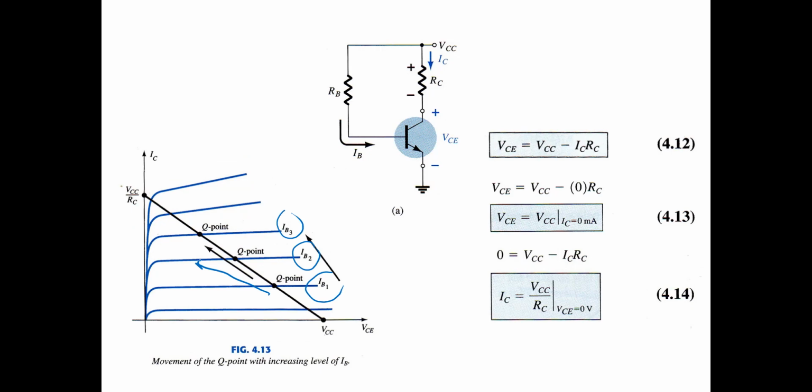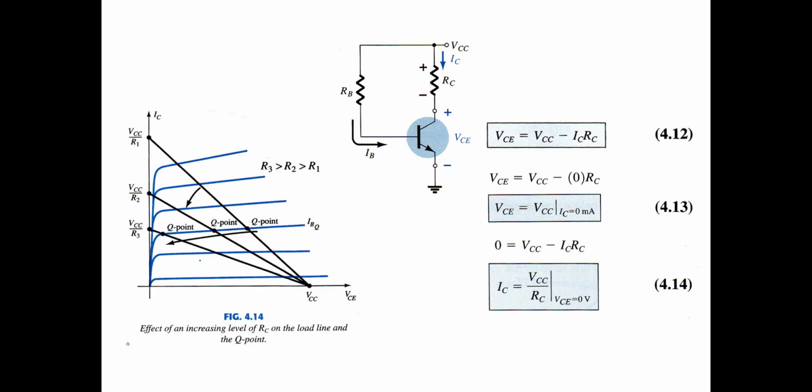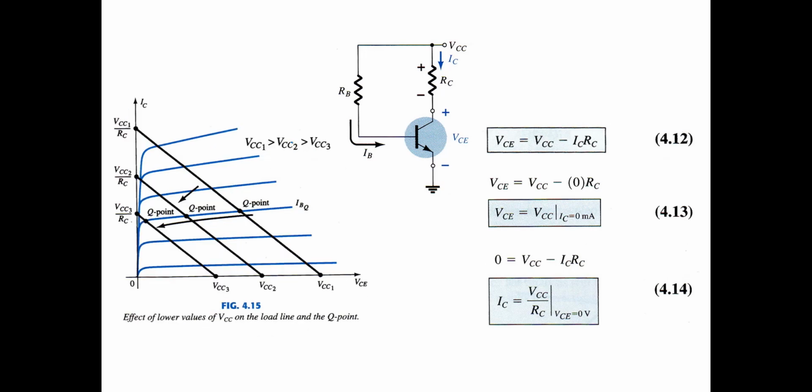The first one here, we change the IB, or base current. If we change the VCC, the load line will change from here to here, so the key point will change. Or we can also change the collector resistor here. This is the collector resistor. If we change the collector resistor, the load line will change like this. Okay. And if we change VCC here, VCC1, VCC2, and VCC3, the key point also changes.